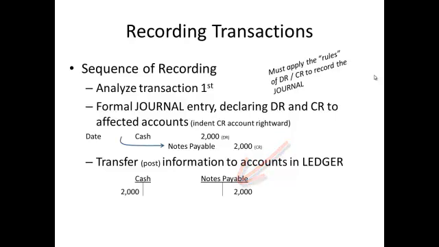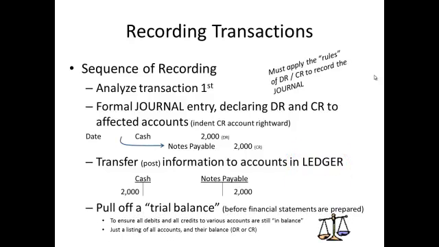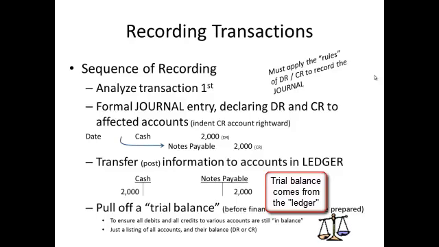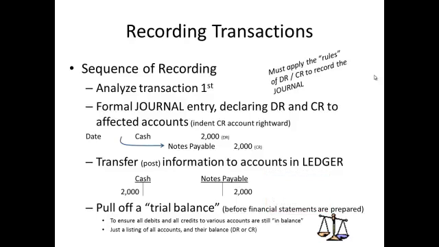Again, the journal is a record of transactions by chronological date, and that same information is in the ledger, classified by account within categories of the equation. It's out of the ledger that we do all our reporting. And at a period end, we pull off a trial balance before financial statements are prepared. Why? To ensure all debits and credit accounts are still in balance. That trial balance is simply a listing of all accounts and their balances, debit or credit, to total debit dollars equal total credit dollars.